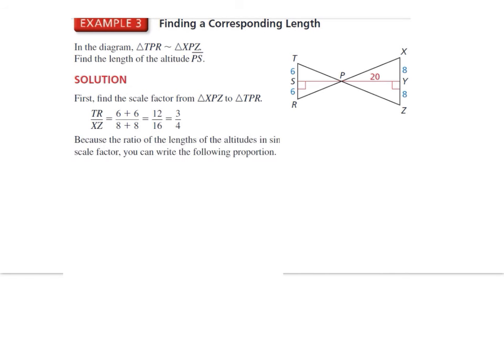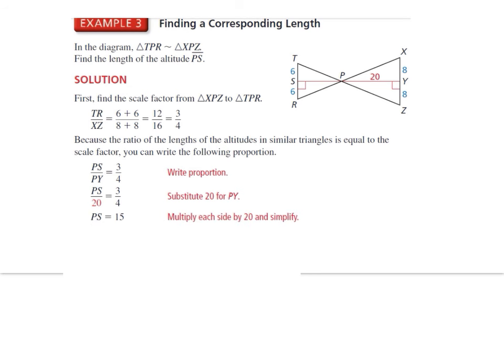Always, always. Now, because the ratio of the side lengths of the altitudes in similar triangles is equal to the scale factor, you can write the following proportion. PS divided by PY equals 3/4. You can substitute 20 for PY. You have PS divided by 20 equals 3/4. So you can multiply both sides by 20. So you get 3/4 times 20, which simplifies to 15. So the length of the altitude segment PS is 15.